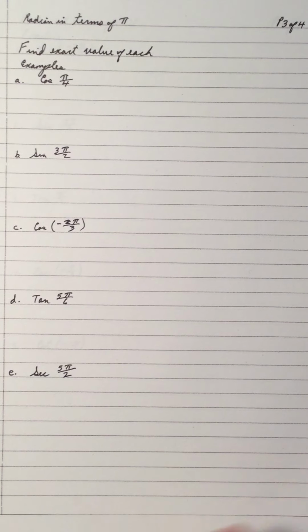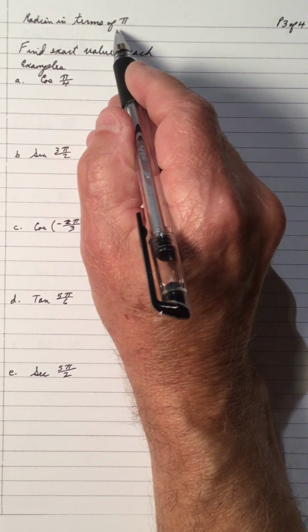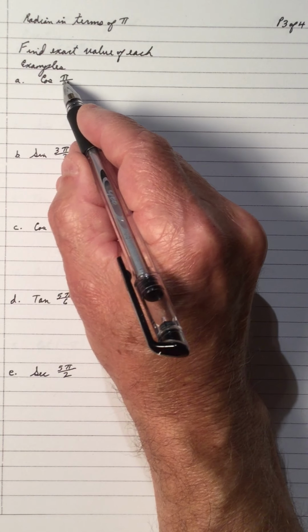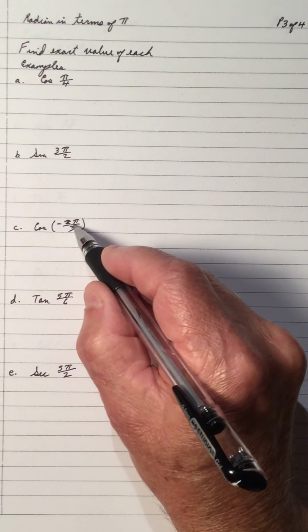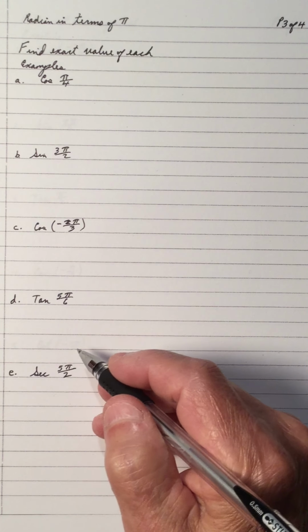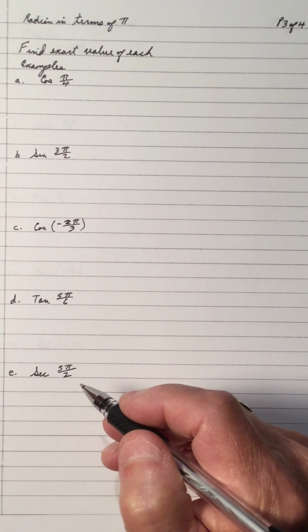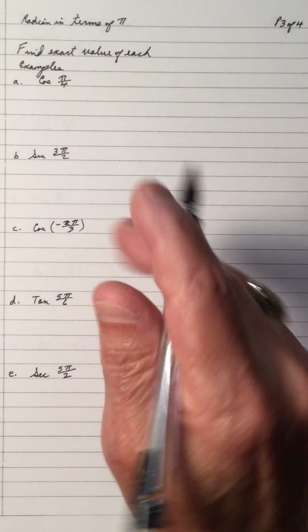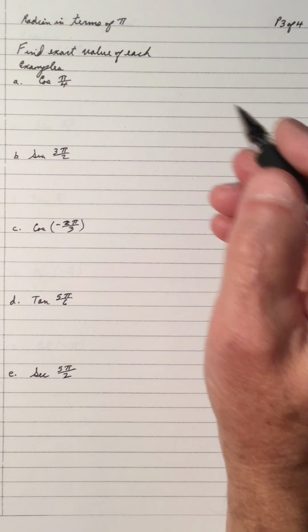Now, let's do a radian in terms of pi. Find the exact value of each. Notice that each of these have pi in them, so we have to work it out in terms of pi. Well, you can do it with a calculator, but let's do it without the calculator. I'll do it with the calculator just to check also.